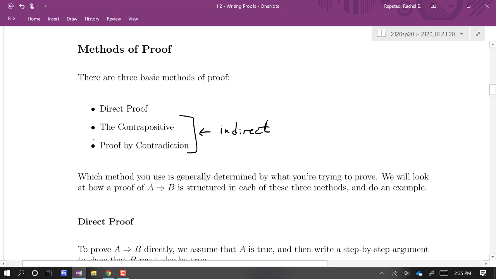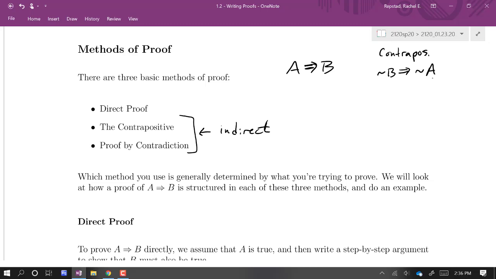The contrapositive, we went over what the contrapositive is. If A implies B is a proposition, then its contrapositive is not B implies not A. So sometimes that's easier to prove. And so basically the right method is whichever one gets the job done for you.